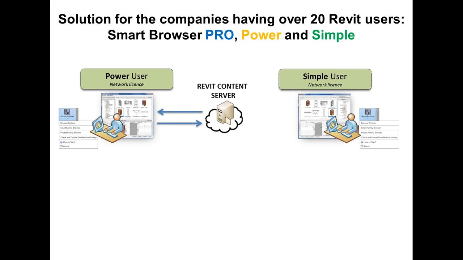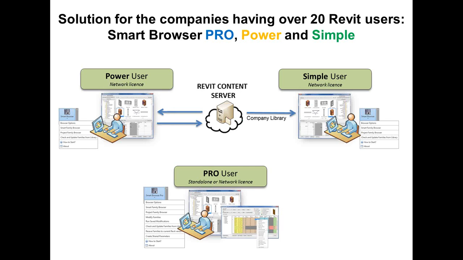Then the simple user will have the same functionalities as the power user, but the simple user will be able just to use the company library, and that's it. He will not be able to make any synchronization process or make his own XML files and so on. So he will be a company library user. And those installations are network installations, so those licenses are network licenses.